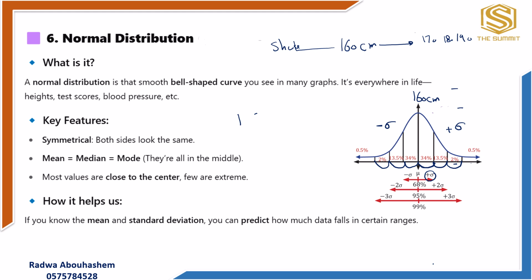Now, these values are very important and you have to memorize them: 34, 13.5, 2%, and 0.5%. And again, the mean equals the median equals the mode, and all of them are in the middle. So if you know the mean and the standard deviation, you can predict how the data fall in certain ranges.